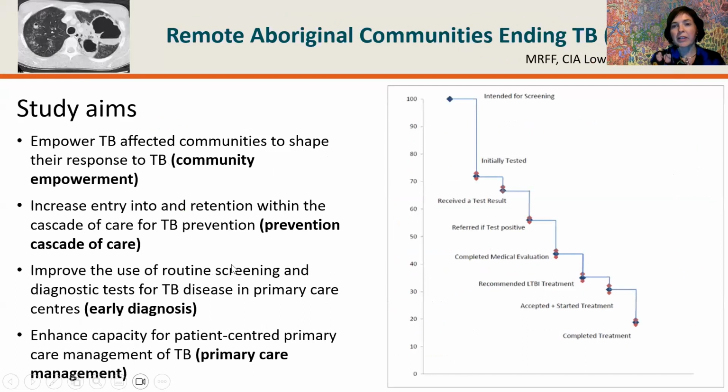In response to that, we have some funding, which my colleague Chris Lowbridge got through MRFF, to do some intensive work at the community level, particularly in the hotspot communities experiencing higher rates of TB. The aim is to empower TB-affected communities to shape their response to TB by upskilling community members and healthcare providers in being able to recognise TB, get people on TB treatment sooner, and also improve the cascade of care for latent TB treatment, or treatment of TB infection.